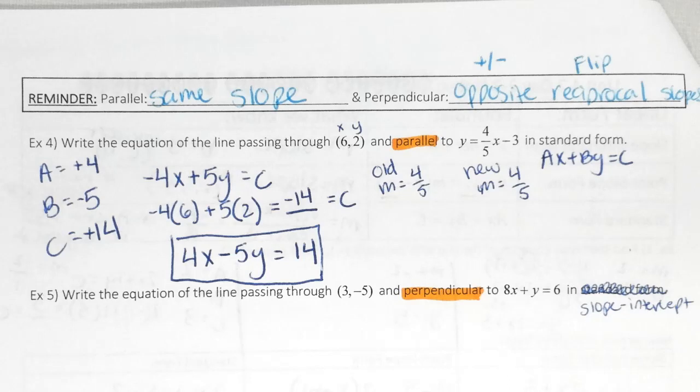Any questions with that? Not too bad. That's more what your problems are going to look like, where you only find one form, not all three. Okay? Now the next one says, write the equation of a line passing through (3, -5) and perpendicular to 8x plus 1y equals 6 in slope-intercept form.